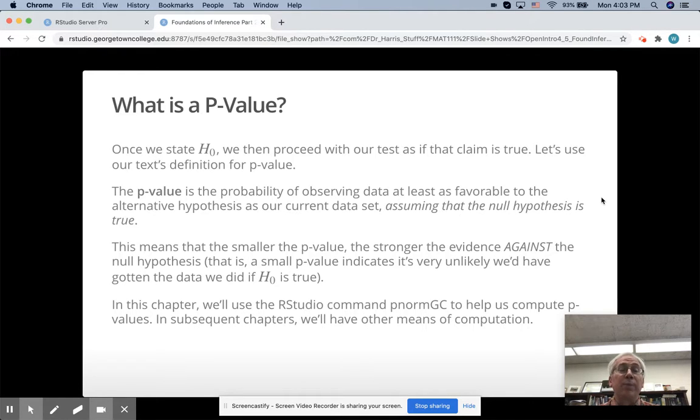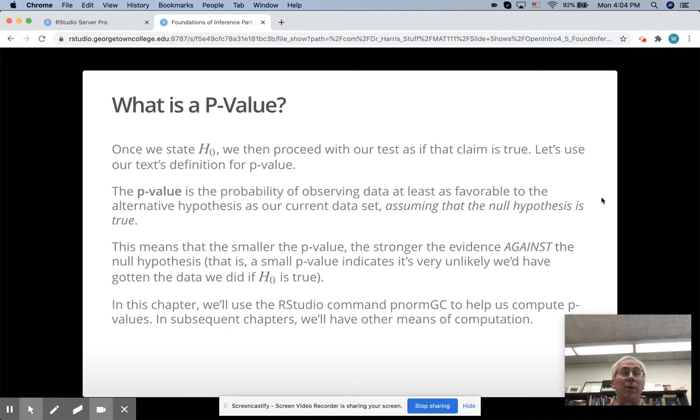So p-value is a probability. And so it's going to be the probability of obtaining the sample statistic that we did that's that far from our null value or farther. So what we mean by as favorable to the alternative hypothesis as our current data value is the probability of getting the statistic as far away from our null value or farther in a world where the null hypothesis is assumed to be true.